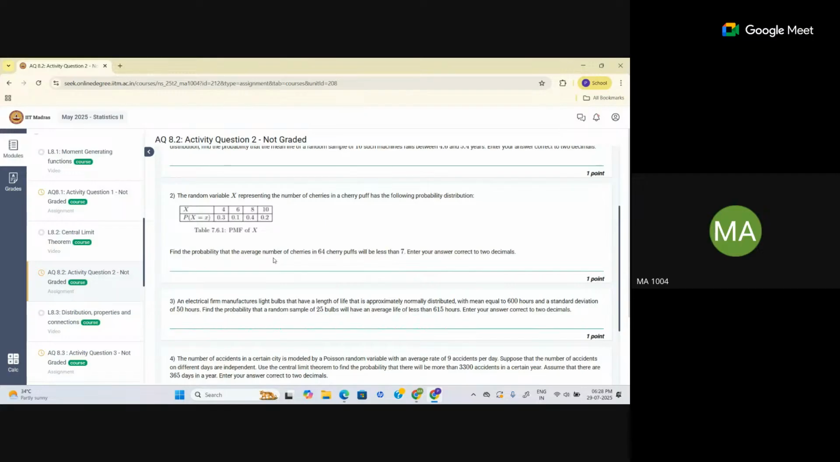and has the following probability distribution. Then find the probability that the average number of cherries in 64 cherry puffs will be less than 7. So did you try to solve this question? Yes, ma'am, I got a mean of 7. Then after that, how to proceed?